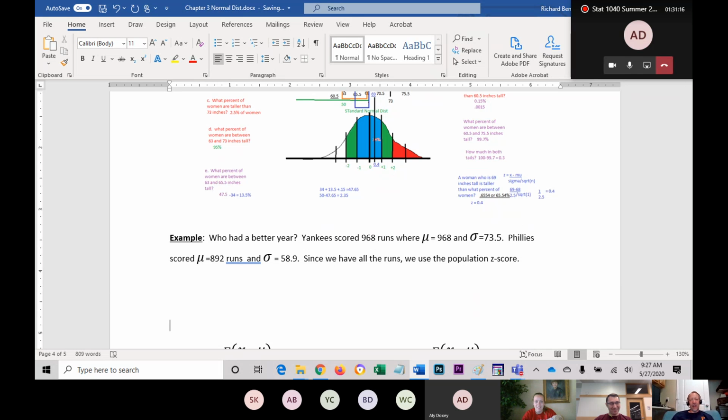So who had a better year? If the Yankees scored 968 runs, and we're assuming it's normally distributed with a mean of 968 runs and a standard deviation of 73.5 in the American League. In the National League, so the Phillies play in the National League, they scored 892 runs, and the standard deviation is 58.9. Okay, so we want to know who had a better year. Now, here's the problem, okay?